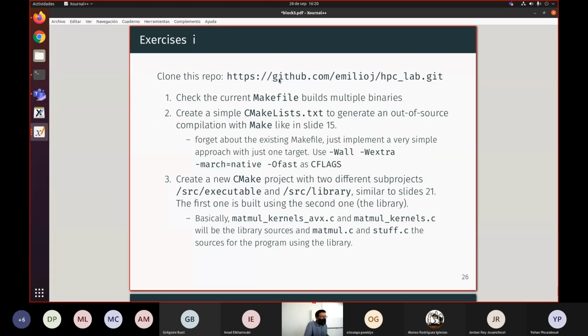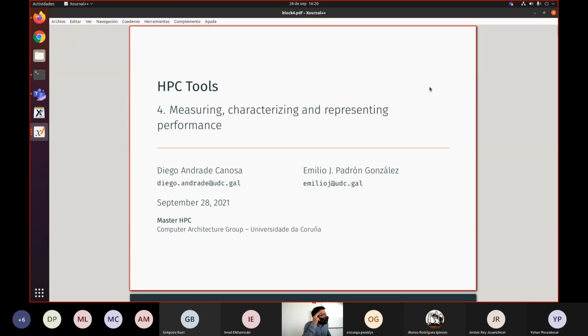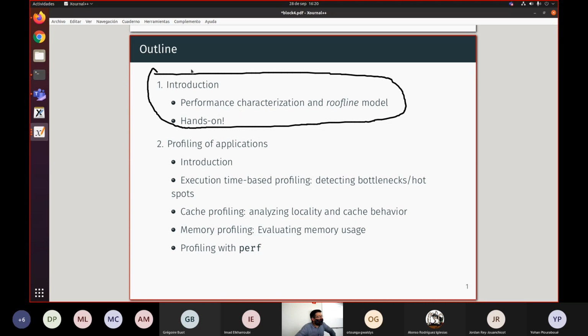then we move on today to the next block of slides. You can find these slides in the chat and also in Aula Cesga. And in these slides, we'll start to see how to characterize the performance of an application. And we'll see some basic performance measures, some metrics to measure performance, and one very interesting way of characterizing the performance of an application in a specific platform that is called roofline model. So this is basically what we'll see in the first part of this session.